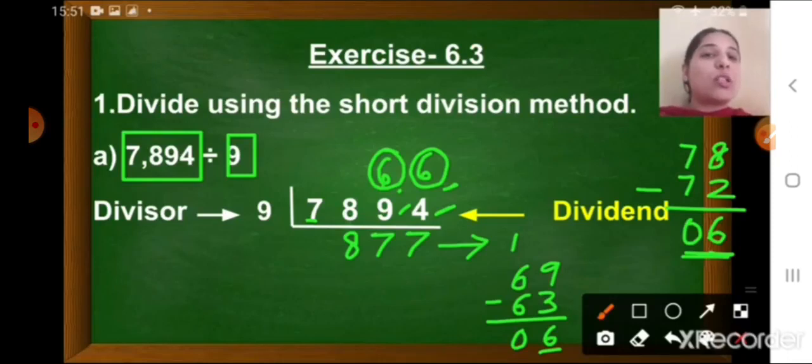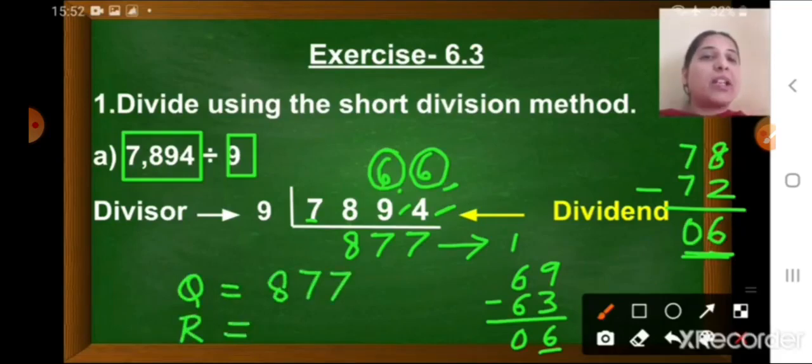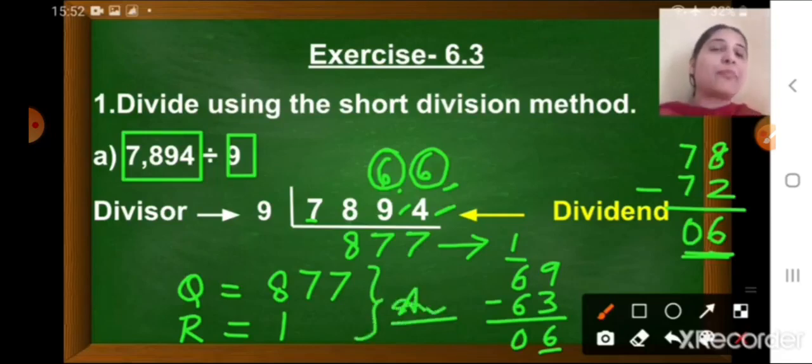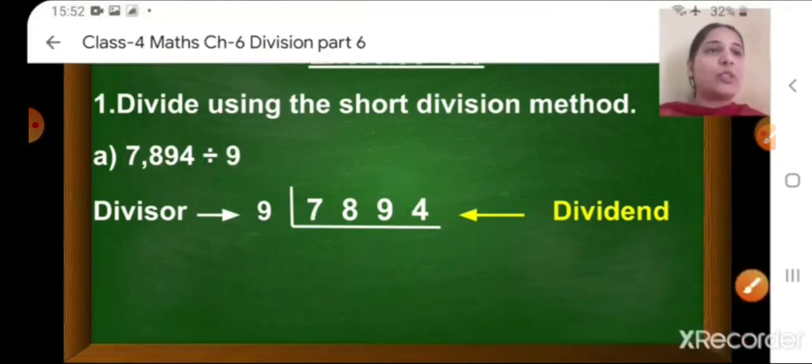So this shows what is our quotient obtained here. Quotient is 877, and is there any remainder? Yes, remainder is 1, that we will write here. So in this way we will divide using short division method, and this will be our answer. Got it, children? Now let's move to the next question.